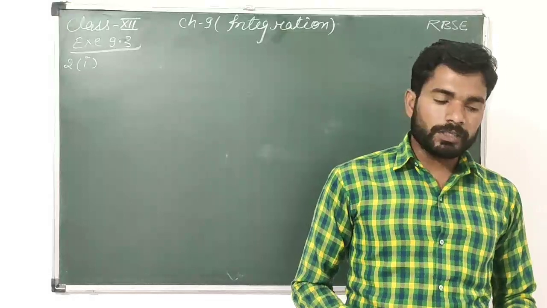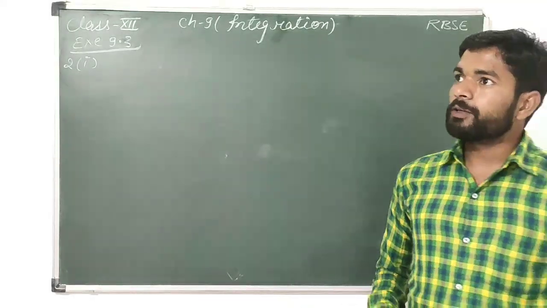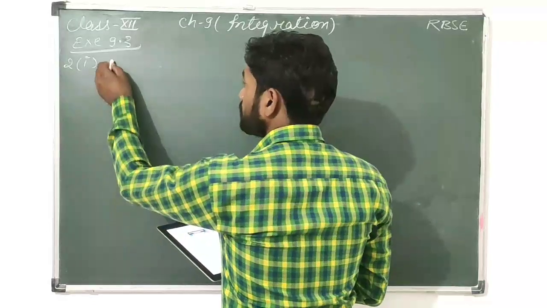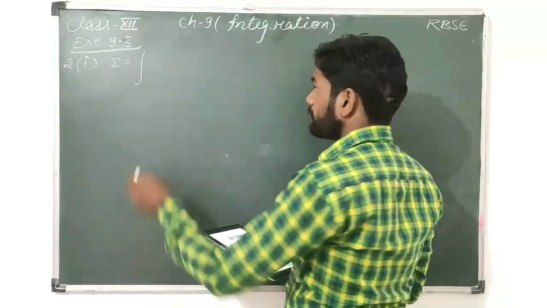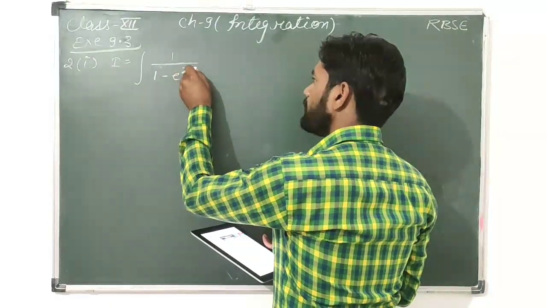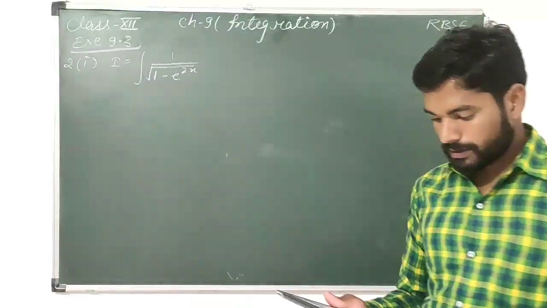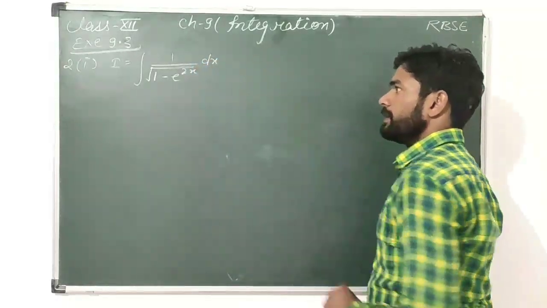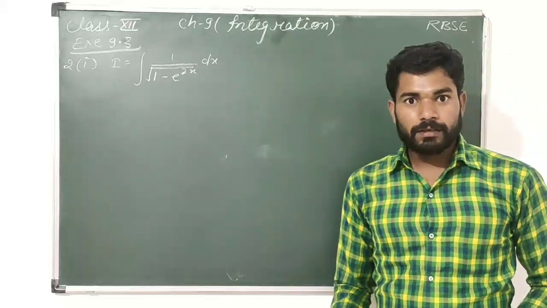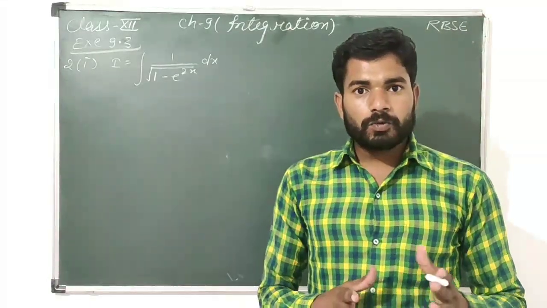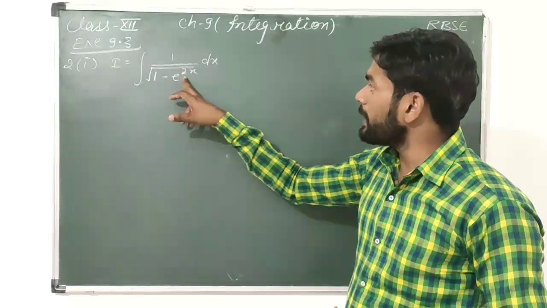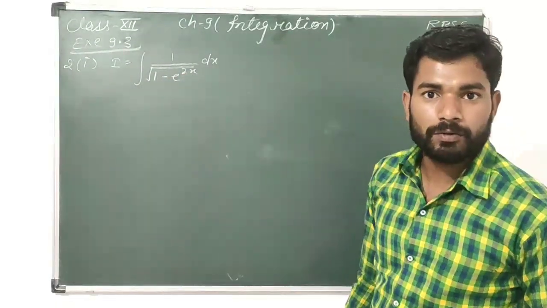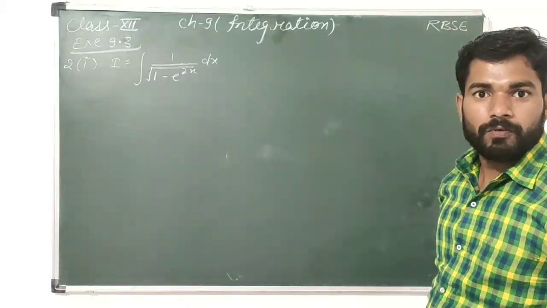So what is the second question? Definitely integration has to be done. The given question is: integrate the following. First part, 1 upon under root 1 minus e to the power 2x, dx. In the last video, the six formulas included 1 upon under root 1 minus x square, and a square minus x square. But here it is not in the form of x square, it is e to the power 2x, meaning the form of an exponential.